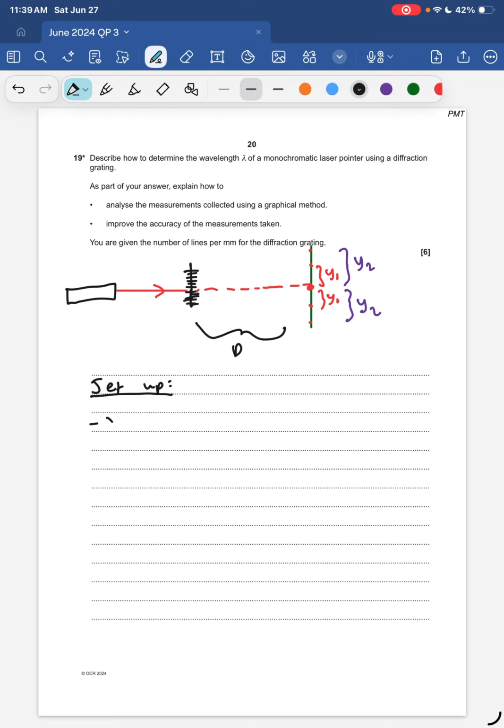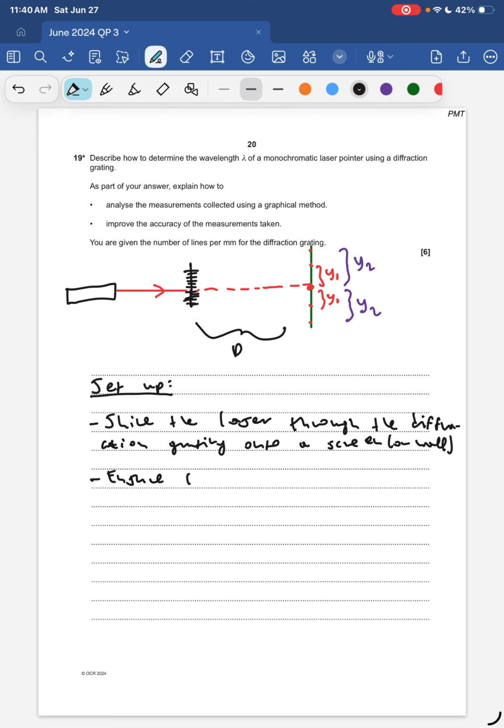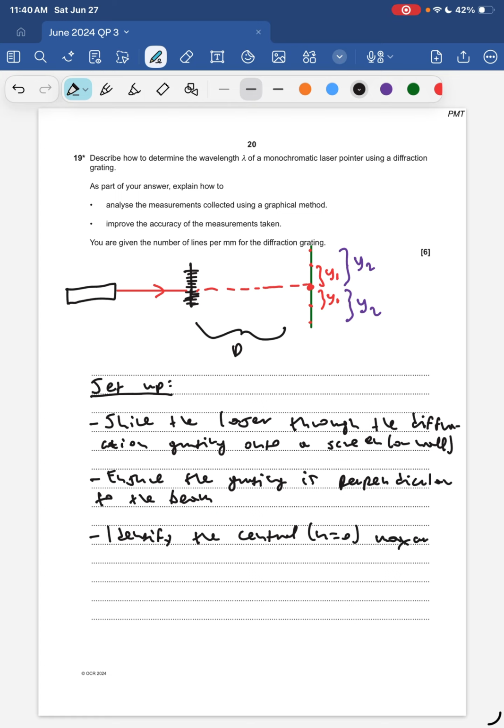Shine the laser through the diffraction grating onto a screen or wall. Ensure the grating is perpendicular to the beam. Identify the central n equals 0 maximum and the other maxima of orders n equals 1, 2, 3. Usually 2 are visible. It depends on the wavelength of the laser.